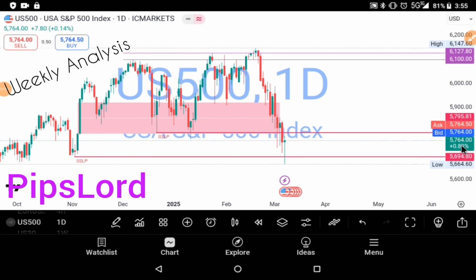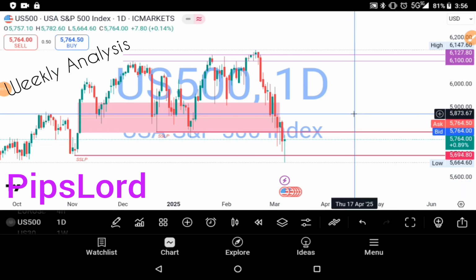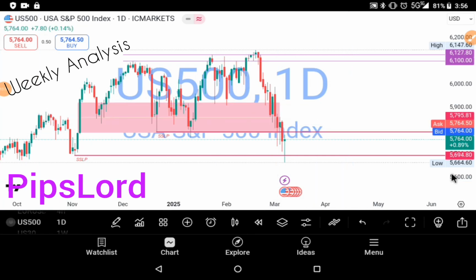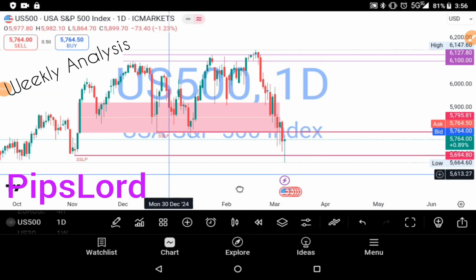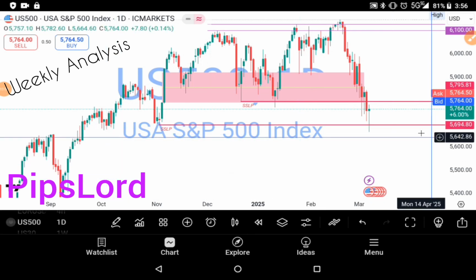The market price has delivered wonderfully, and 5800 has been taken. We have this level here, 5694 has also been traded into. The low here is 5694. 80 has been taken. So the low of that candle comes in at 5782.60.